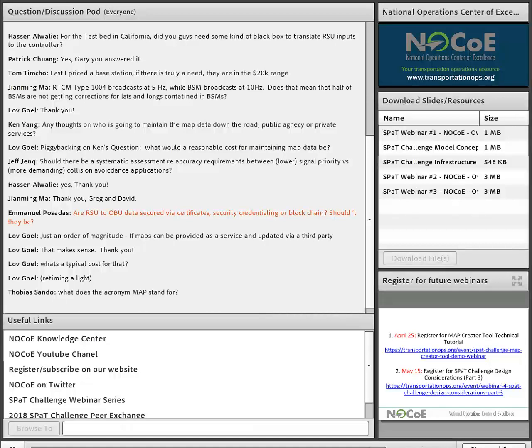So there is a need to continue exploring what the actual requirement is for GPS accuracy or positioning accuracy everywhere, not just at intersections. So that's just an observation.